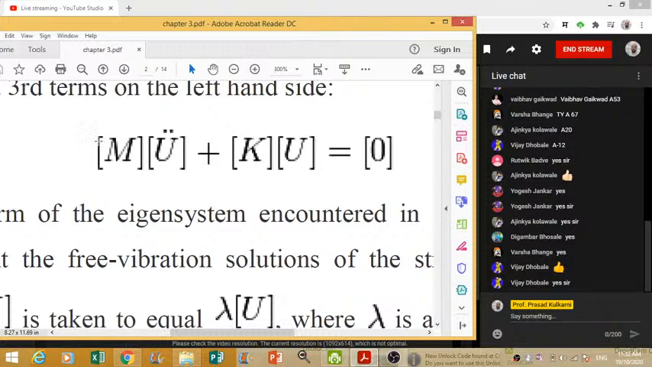Here m indicates mass, and k indicates the stiffness of the component. I want to tell you here, stiffness is defined as the force with respect to deflection, F by x. You might have learned this formula in theory of machines or machine design 1 or 2.